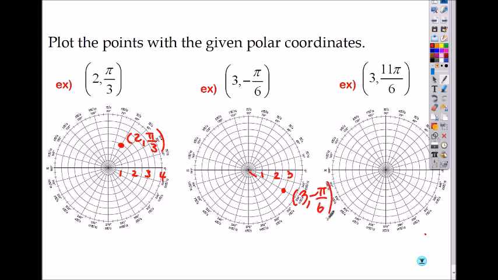What about the third point? 11 pi over 6 positive, so we go counterclockwise, and 11 pi over 6 must be here, which is the same as negative pi over 6, and the radius is 3. So as you can see, it's the same point as 3 comma negative pi over 6. There are 4 different ways to represent one single point in polar coordinates, which I'll show you in a second.